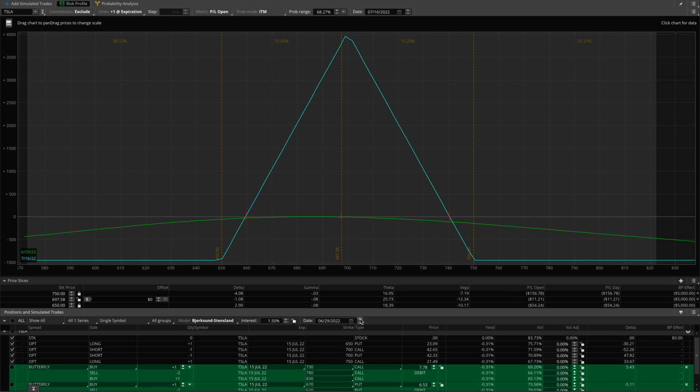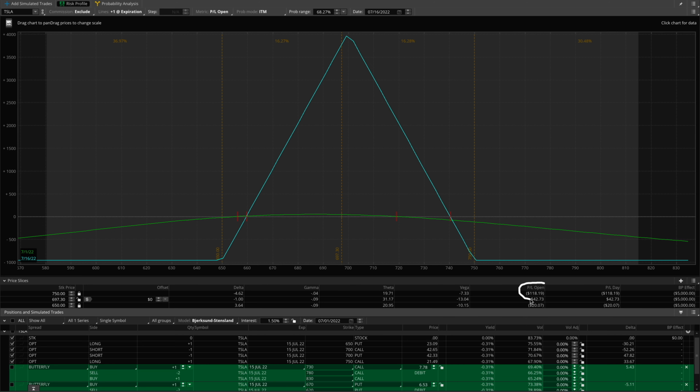If we were to let Tesla hover around 750 and jump forward in time again, all the way to Friday, you can see that the P&L becomes less and less in terms of the red. Going back in time, you see down $150. As we move forward in time, it's only down $118, just because of theta. This spread is benefiting from the passage of time.